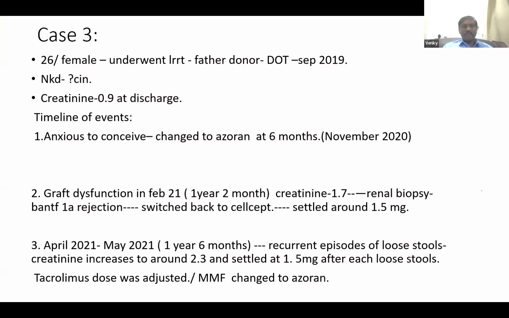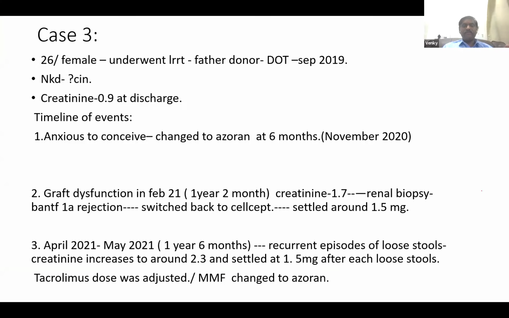And case 3 is interesting. It's a 26-year-old female who underwent liver transplant with her father as the donor in the year 2019. The native kidney disease is not known. The creatinine was presumed normal; it was 0.9 at discharge. So the timeline of events: initially she was anxious to conceive, so she was changed to azathioprine. Subsequently, she developed graft dysfunction at 1 year 2 months post-transplant. It was treated, and creatinine settled around 1.5 milligram.